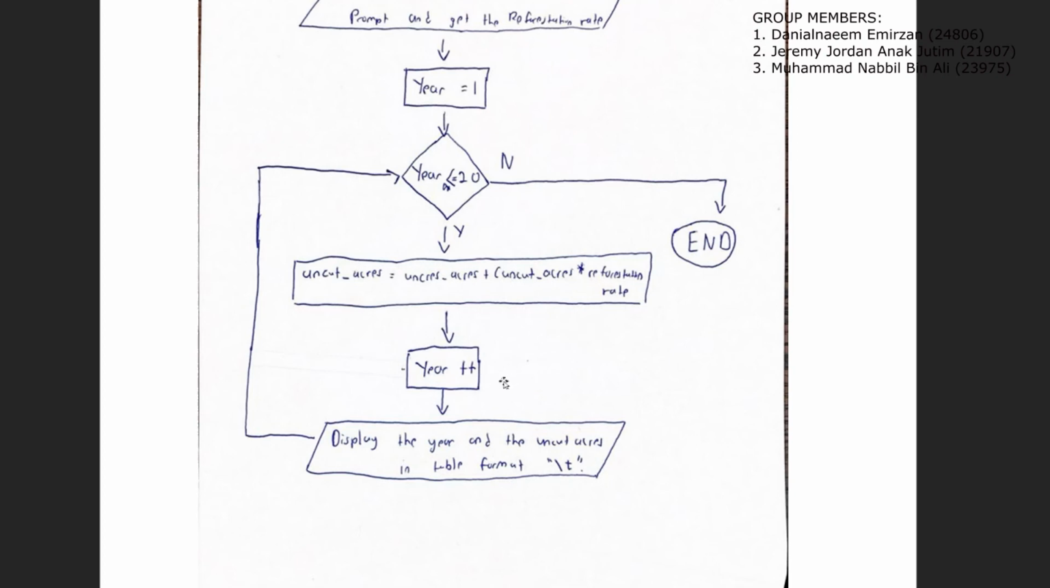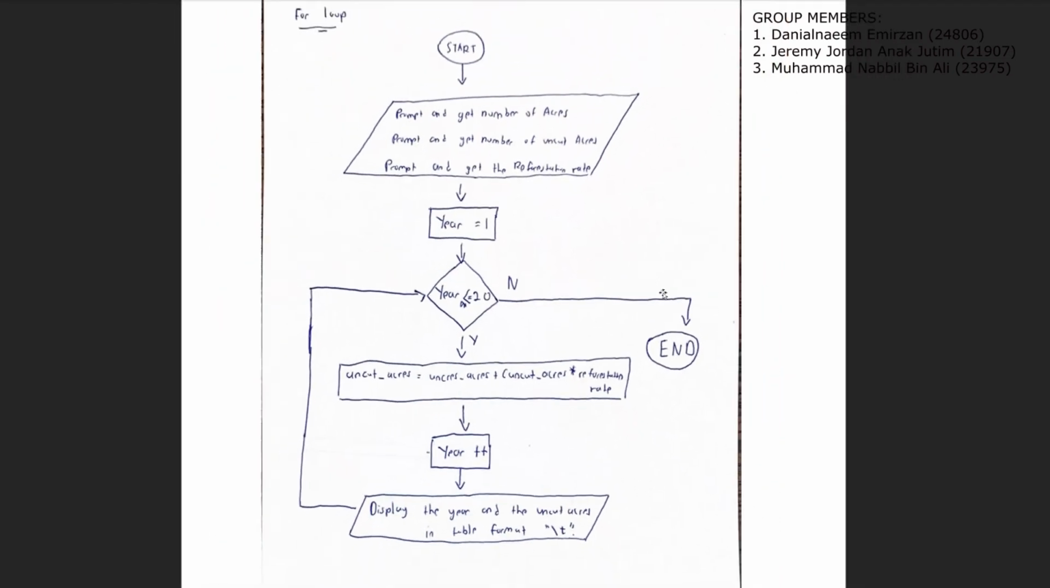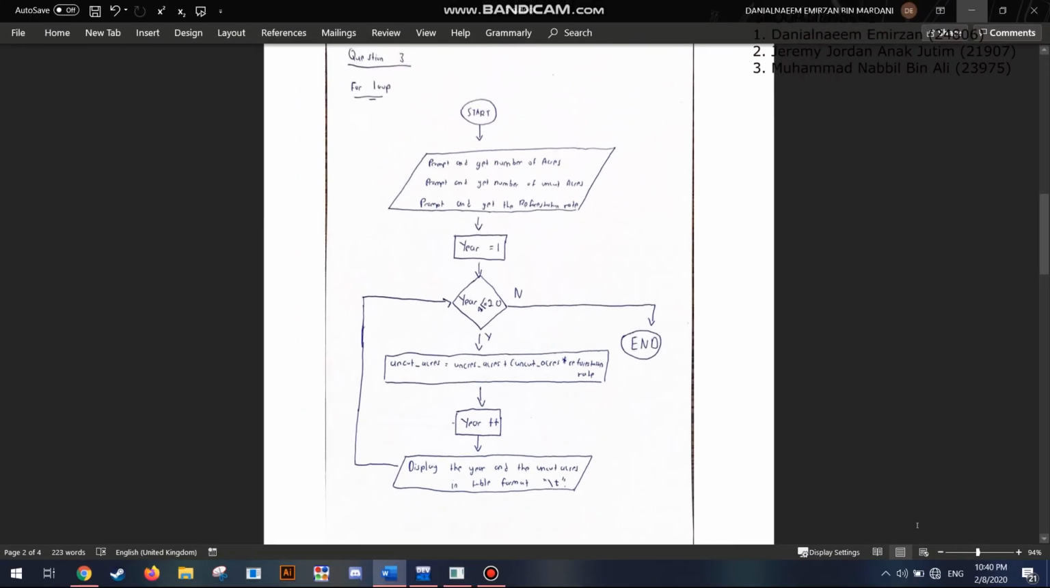After that, it will display the year and the uncut acres in the table format, and it will go to the next condition. And let's say if the year exceeds 20, let's say 21 or 22, this program will not run again. It will directly end here. Okay, that's all for the flowchart for question 3.